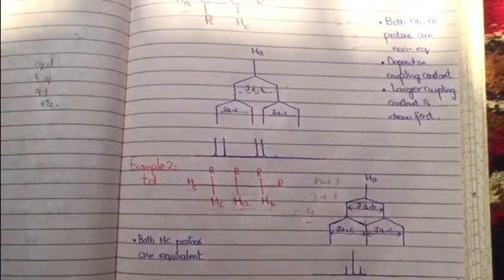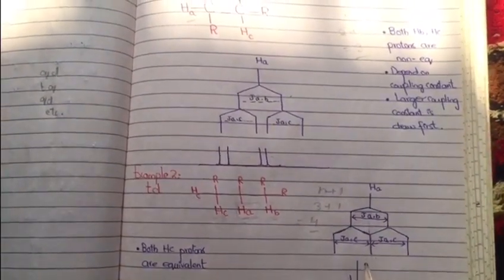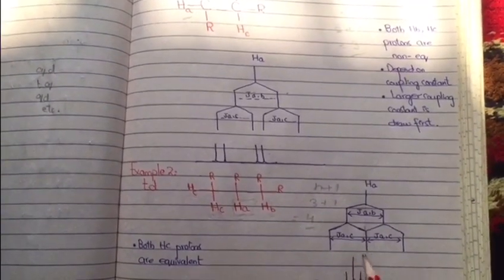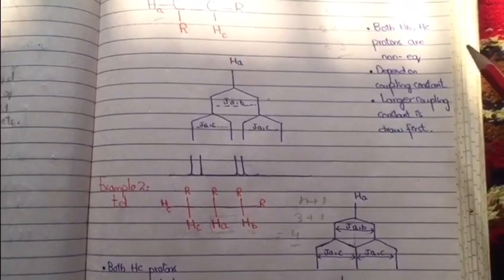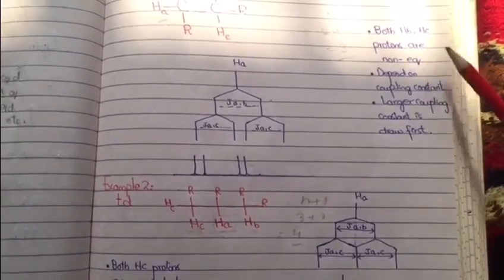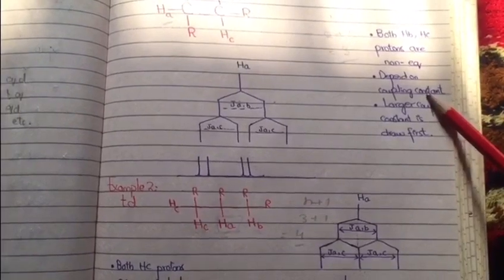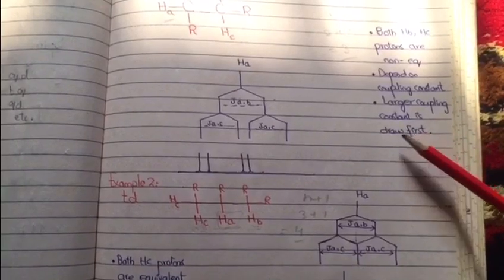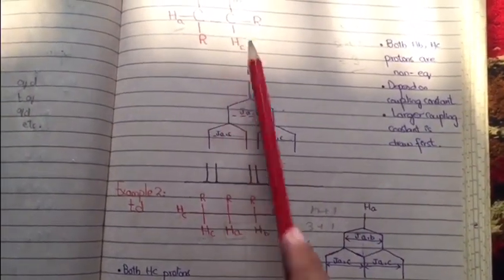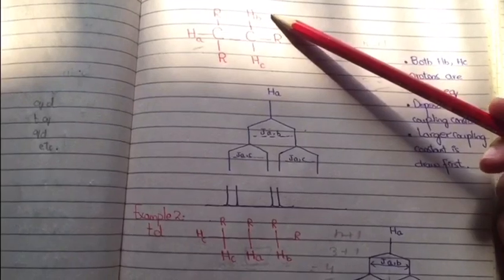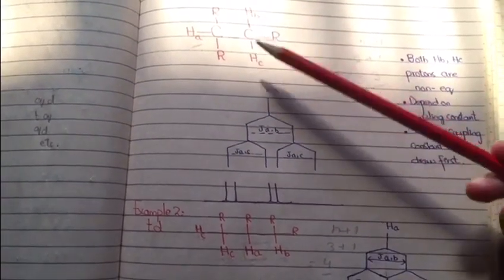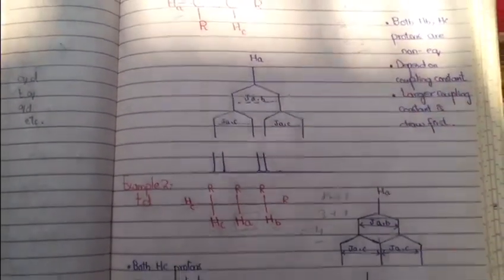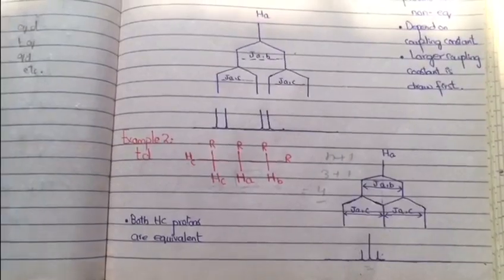In a similar way, we can draw a signal for a quartet of doublet, triplet of doublet, quartet of quartet, like that. This splitting basically depends upon the coupling constant, and the proton which has the larger coupling constant is drawn first. As we see, HB has a larger coupling constant, so HA will couple firstly with HB and then with HC. So that's all for today.